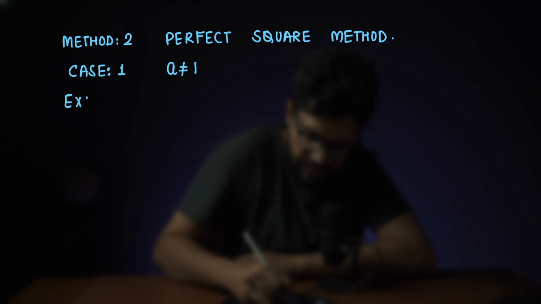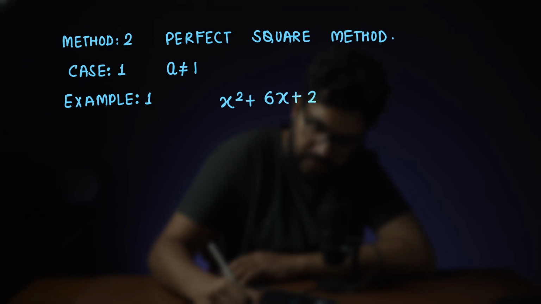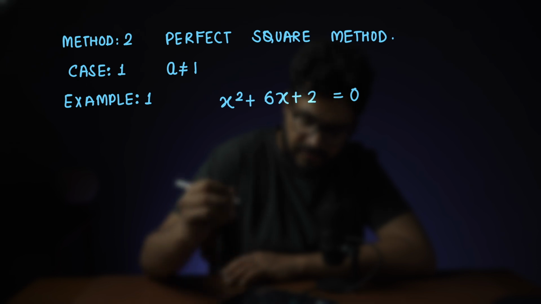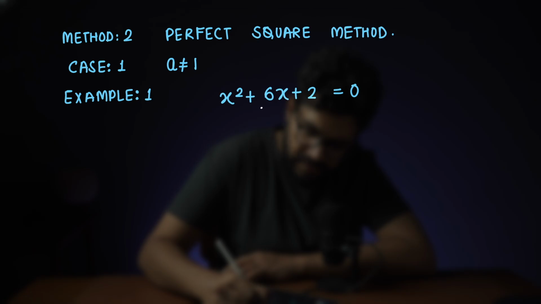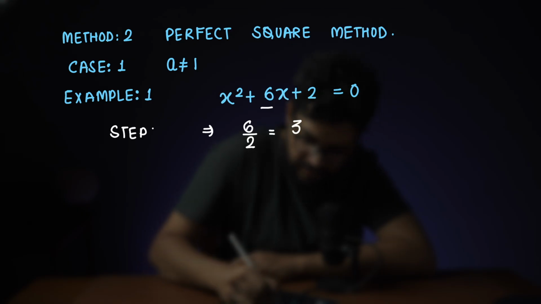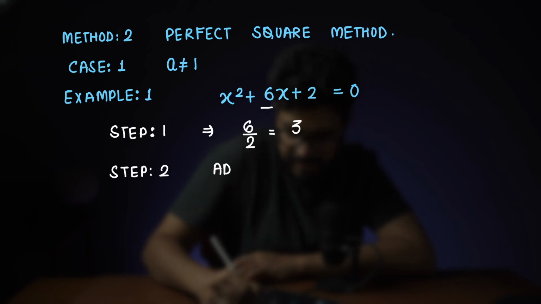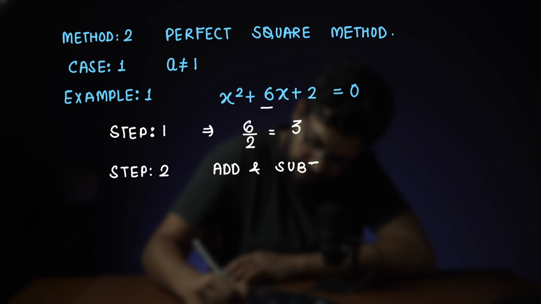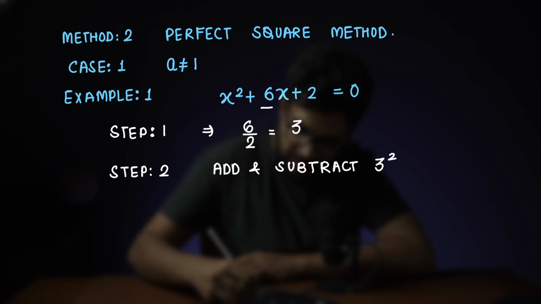So for example, we have x² + 6x + 2 = 0. Now to make it a perfect square, the first step is to take half of the middle term, half of 6 in this case, so half of 6 is 3. Then step 2 is add and subtract 3² in this question.